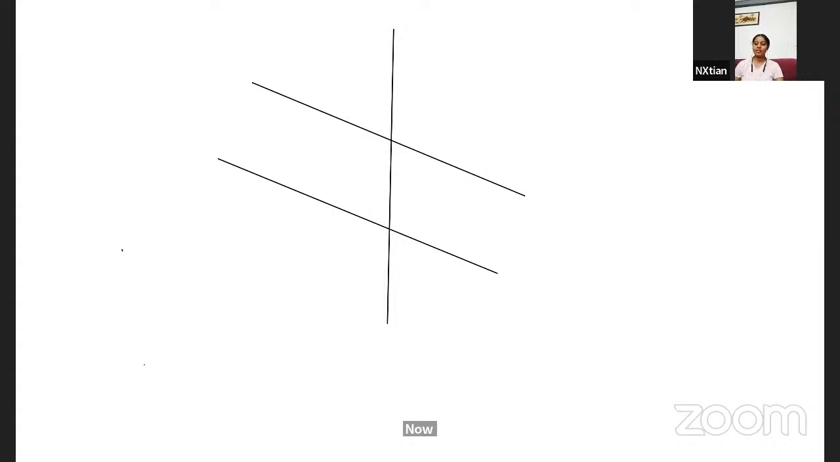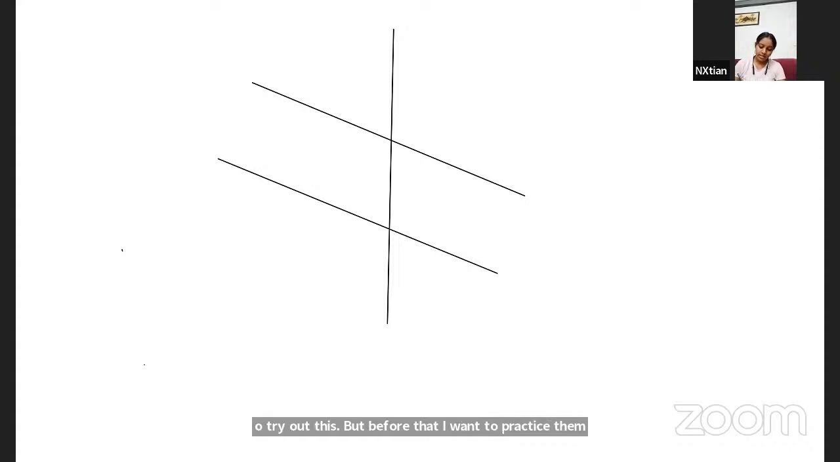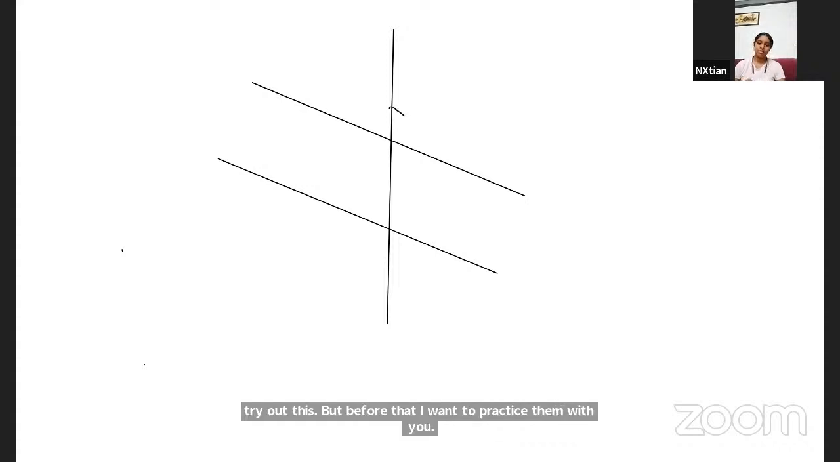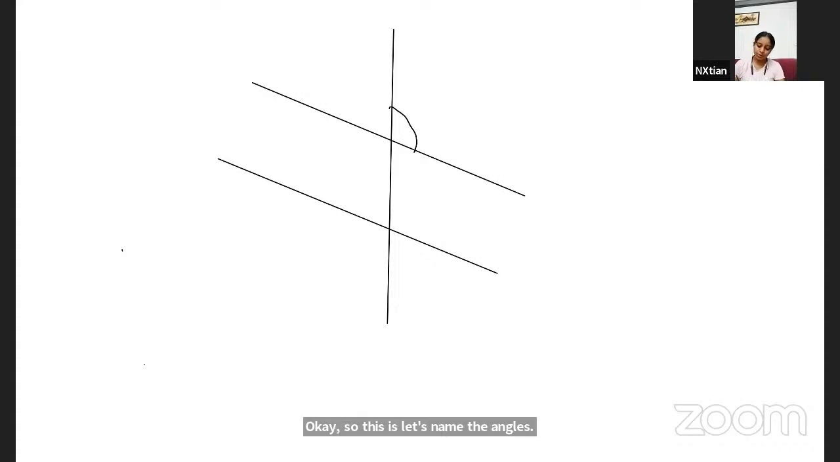But before that, I want to practice them with you. So let's name the angles. This one is angle U, which is 110 degrees. And then this is angle B.